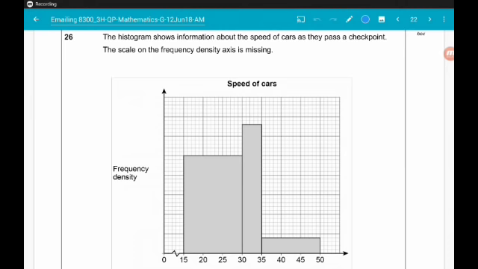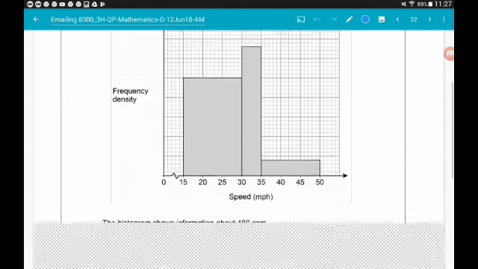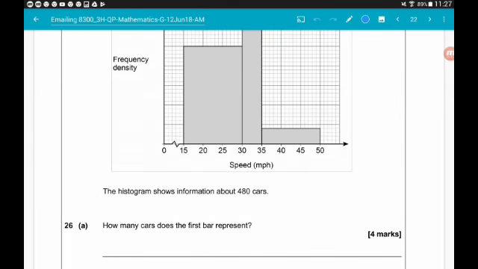Okay, question 26. The histogram shows information about the speeds of cars as they pass a checkpoint. The scale on the frequency density axis is missing. So that's a shame. The histogram shows information about 480 cars. We want to work out how many cars the first bar represents. So what we need to do here is find the scale for the frequency density, and then that will allow us to find out how many cars are in that first bar.